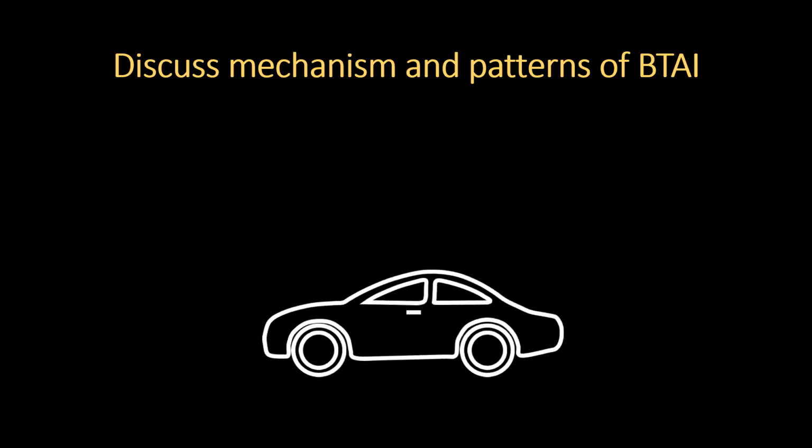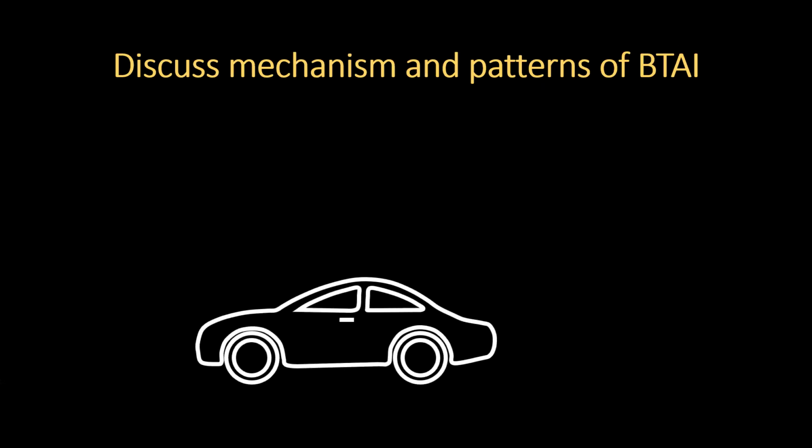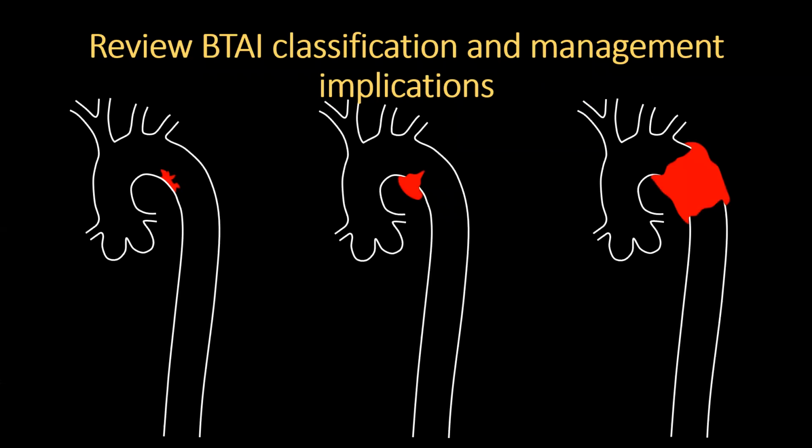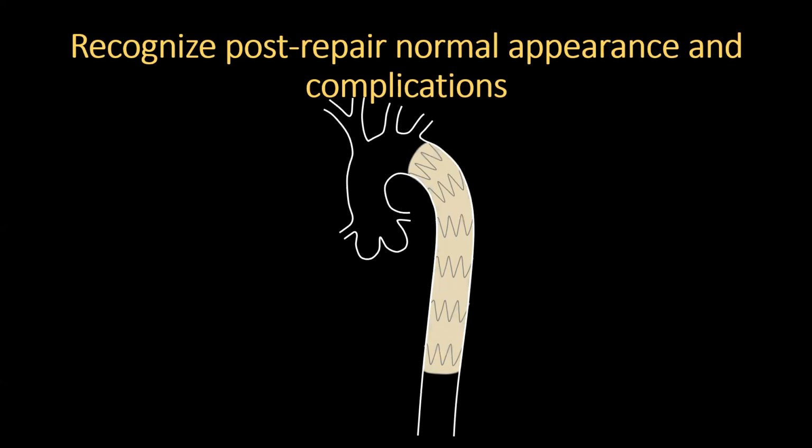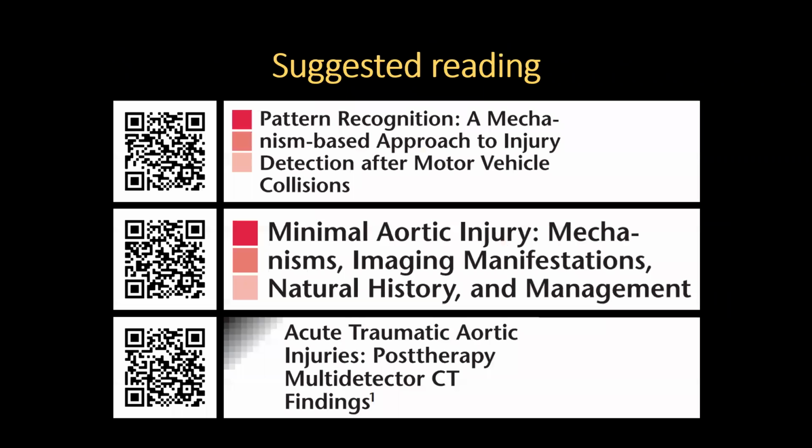After reviewing this video, participants will be able to describe the mechanism and patterns of blunt traumatic aortic injury, or BTAI, understand the definition, classification, and management implications, and recognize normal appearance and complications post-repair. Here are some QR code links to suggested reading for background.